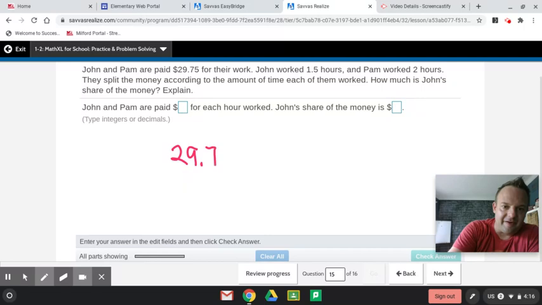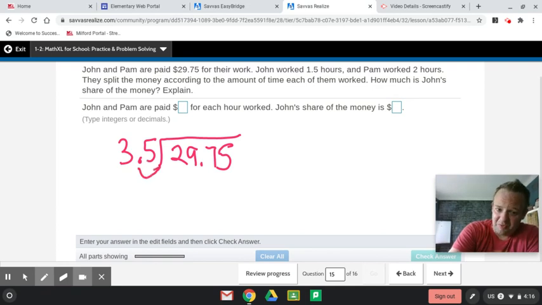$29.75 divided by their total hours, which is 3.5. Are we allowed a decimal here, guys? No. So we're going to move it over. We're going to move this one over. Raise a great decimal, raise.